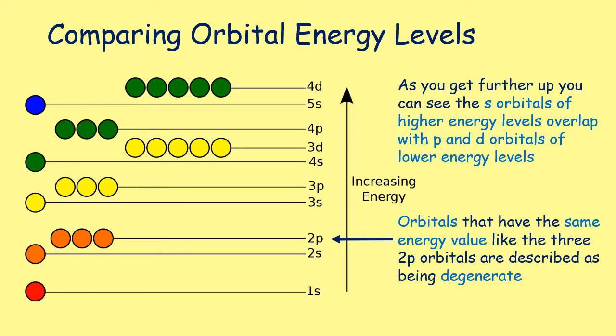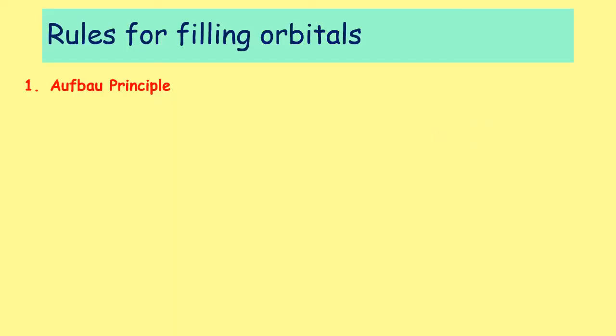Orbitals that have the same energy value, like the 3p orbitals, are degenerate, and that word's going to be important because there's going to be a rule for degenerate orbitals. Now, when it comes to filling orbitals, we've got 3 rules.